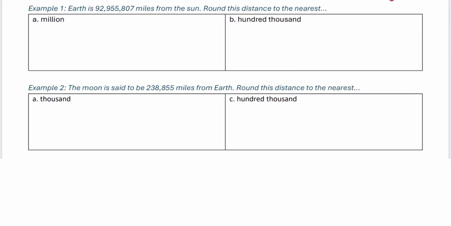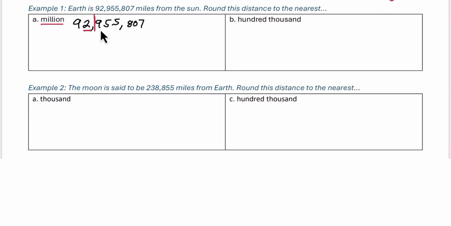Let's round each of these examples. The Earth is 92,955,807 miles from the Sun. Round this distance to the nearest million. Let's start by just copying the original number. And the first step is locate the rounding digit. The place we want to round to is the nearest millions. That is this 2. So we're going to look to the right of that digit.